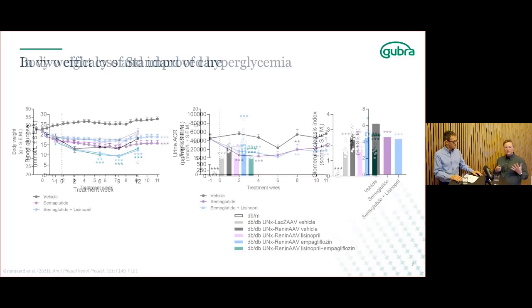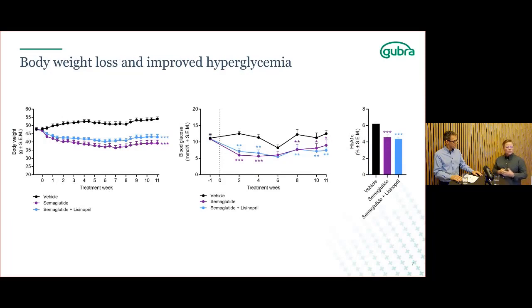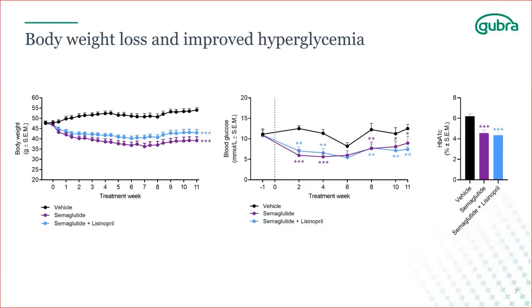Yeah, so this is actually the next step we have taken with this model. We basically wanted to test semaglutide, both alone and in combination with lisinopril. Here are some of the metabolic data from the model. On the left-hand side we are looking at body weight, and we see a really nice body weight lowering effect with semaglutide, both alone and in combination with lisinopril.